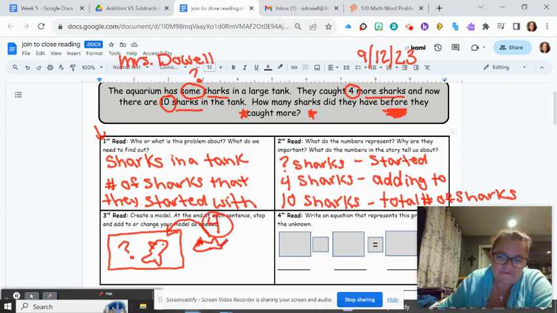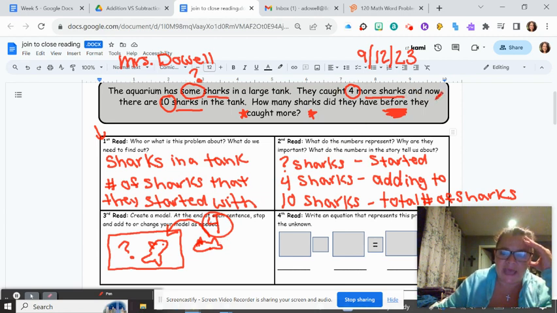Do I need to draw 4 sharks? No, that's going to take a lot of time. And I don't think I need to take the time to draw 4 sharks. So that's why I drew 1 shark and I put the number 4 to represent how many sharks were caught.